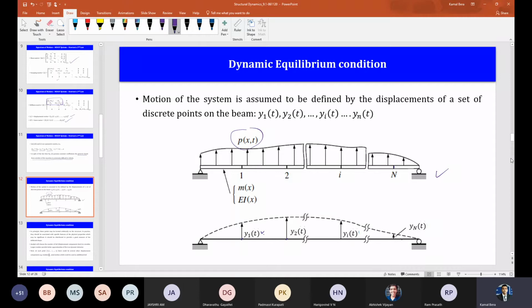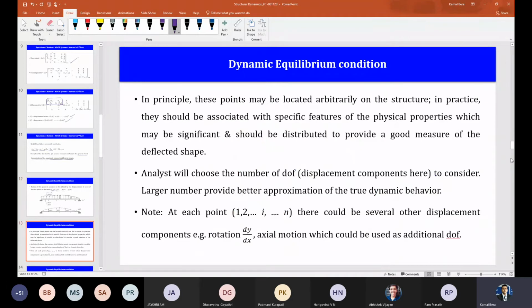The displacement is, I am talking about only the transverse displacement, but here rotation can be there too, so it can involve any other degrees of freedom, depending upon the problem at hand. But for the sake of simplicity, I am considering that only the transverse displacement is there for the beam. In principle, these points may be located arbitrarily on the structure.